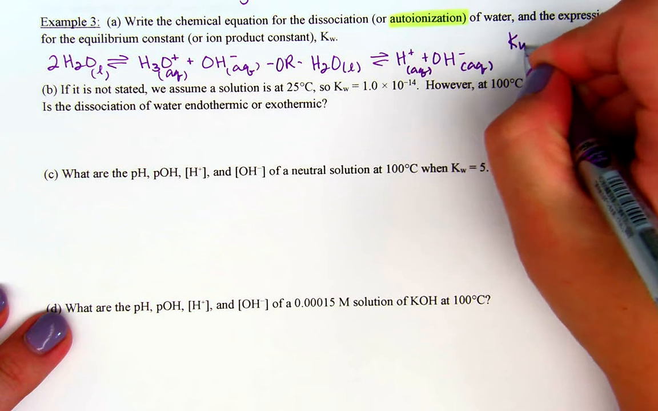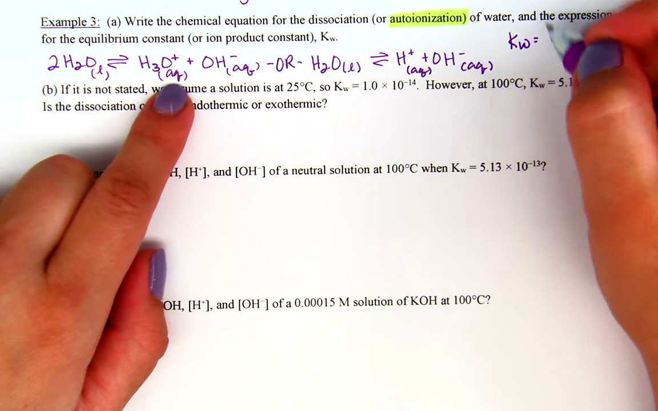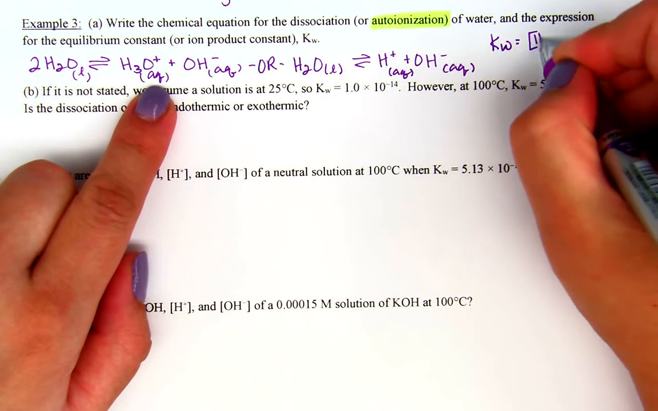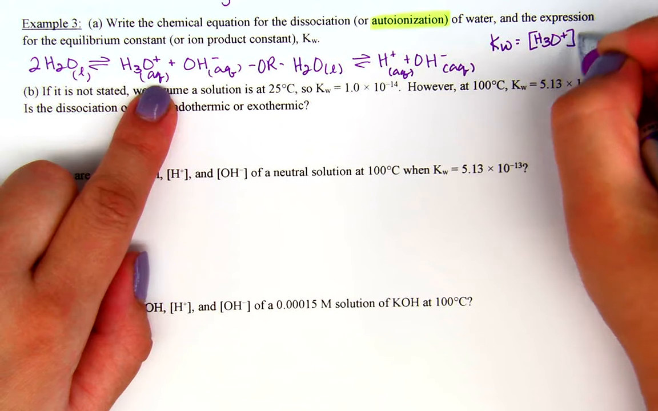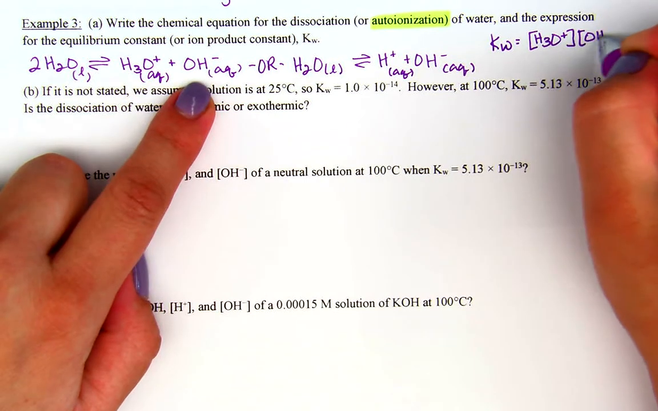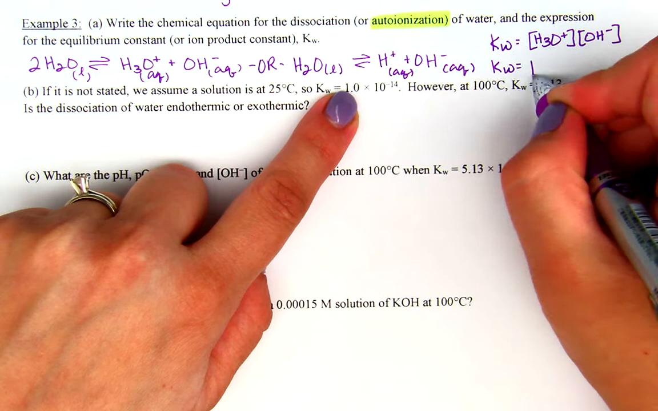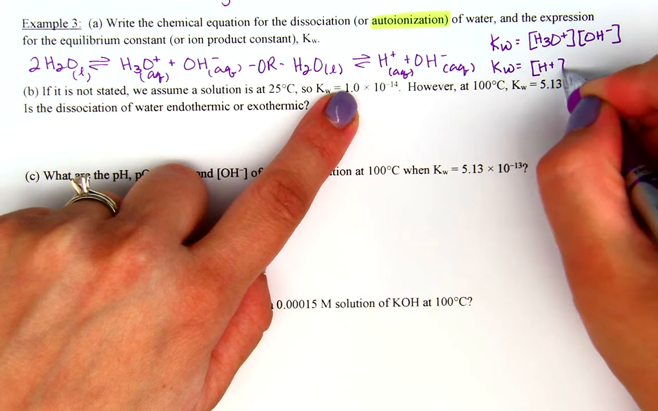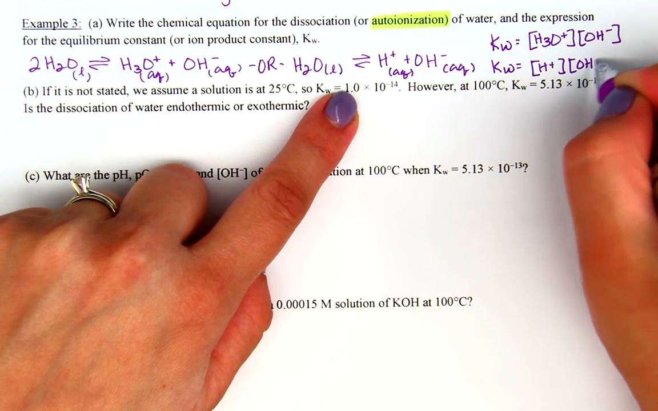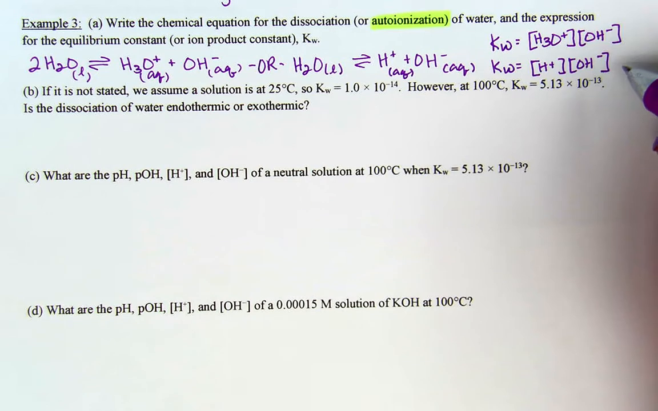So Kw, you might see it if you're using this equation written as the concentration of H3O plus times the concentration of hydroxide. Or if you're using just the net ionic, you can see it written as H plus times OH minus. And both of these are correct. Both of these are generally accepted. So you'll see these both everywhere.